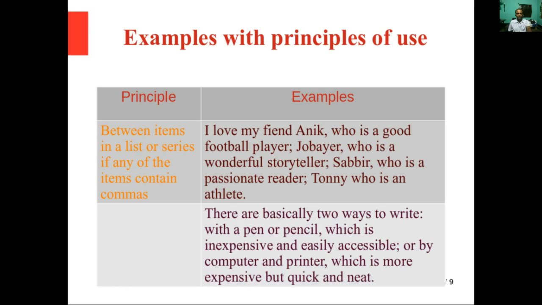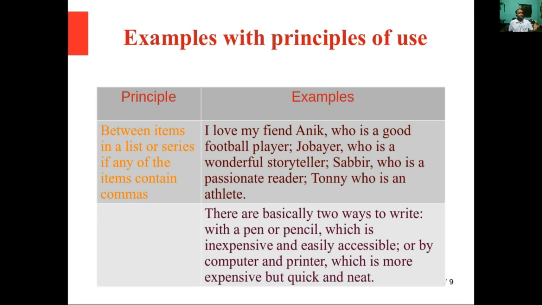Just look at the sentences. I love my friend Anik. After Anik, we have used comma, who is a good football player. Here one item ends, so we use semicolon here. Zubair, we use a comma, and who is a wonderful storyteller. The second item ends here, and the third item, Sabir, takes a comma after it, who is a passionate reader. The third item ends here, and we use a semicolon there. And finally, we use full stop after the sentence gets completely said.